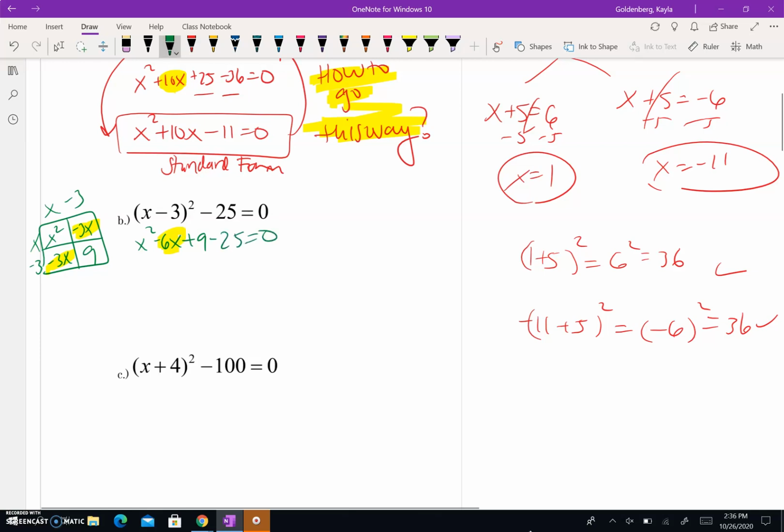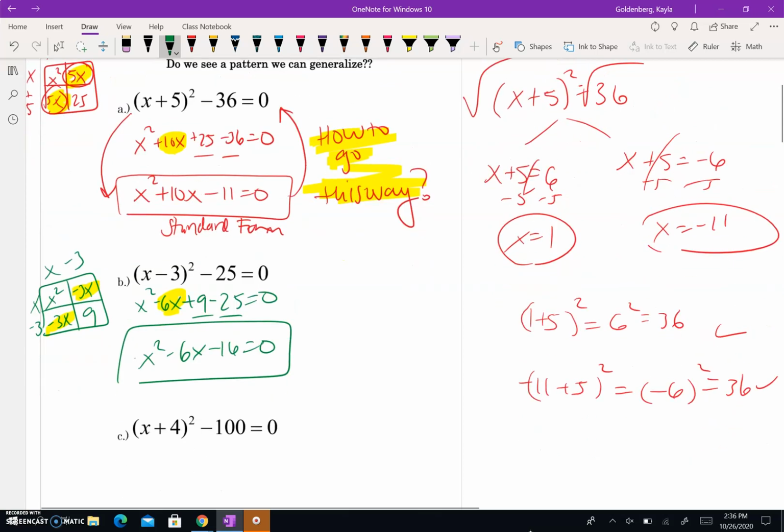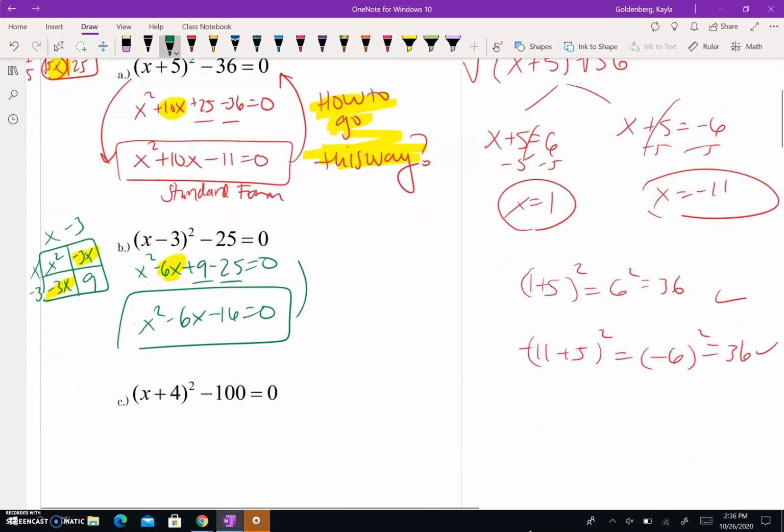Minus 25 equals 0. And then we're going to put our like terms together, right? And it's going to become minus 16. Okay, and that's standard form again, and we're going to think about as we continue, do we see any patterns to go backwards? Right? How to go backwards. We're just kind of thinking about that in the back of our minds right now.